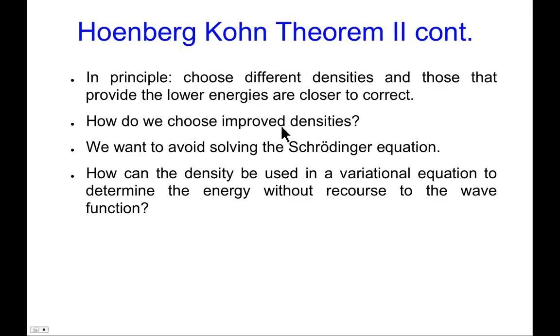But how do you choose these improved densities? That's the first question. It sounds like it would be a pain to just be randomly varying the density at all positions in space. Moreover, part of the goal is not to have to solve a Schrödinger equation. That sounds quite unpleasant, as a matter of fact. We've shown that there is a mapping, but we haven't exactly said how to accomplish that mapping. And indeed, you might imagine it would be a bit tricky. In particular, figuring out the kinetic energy seems like it might be tricky.